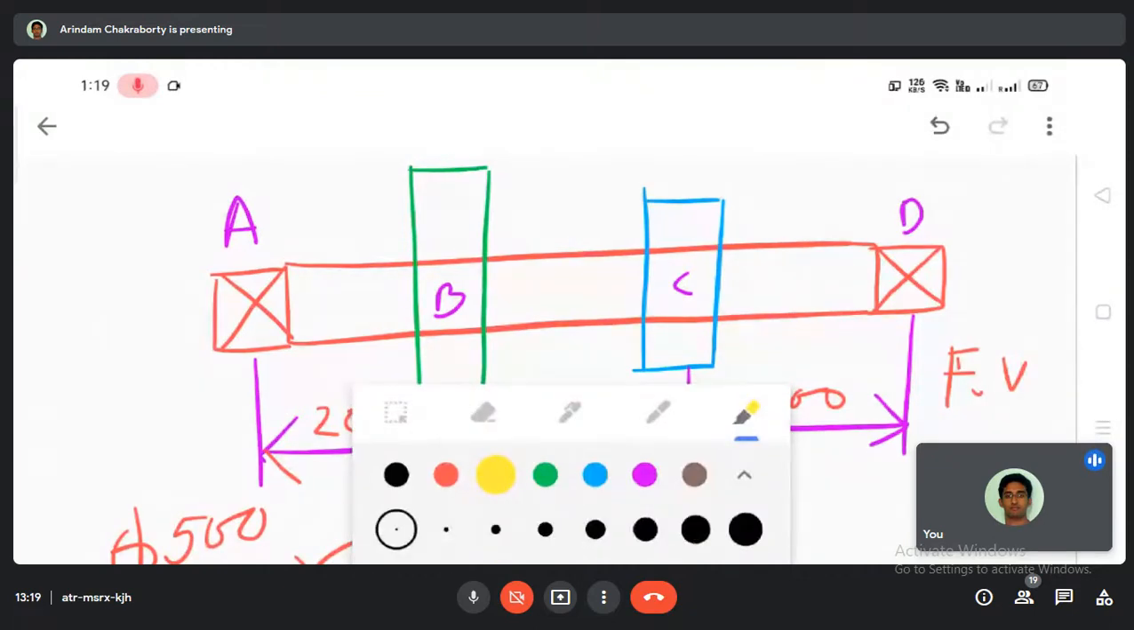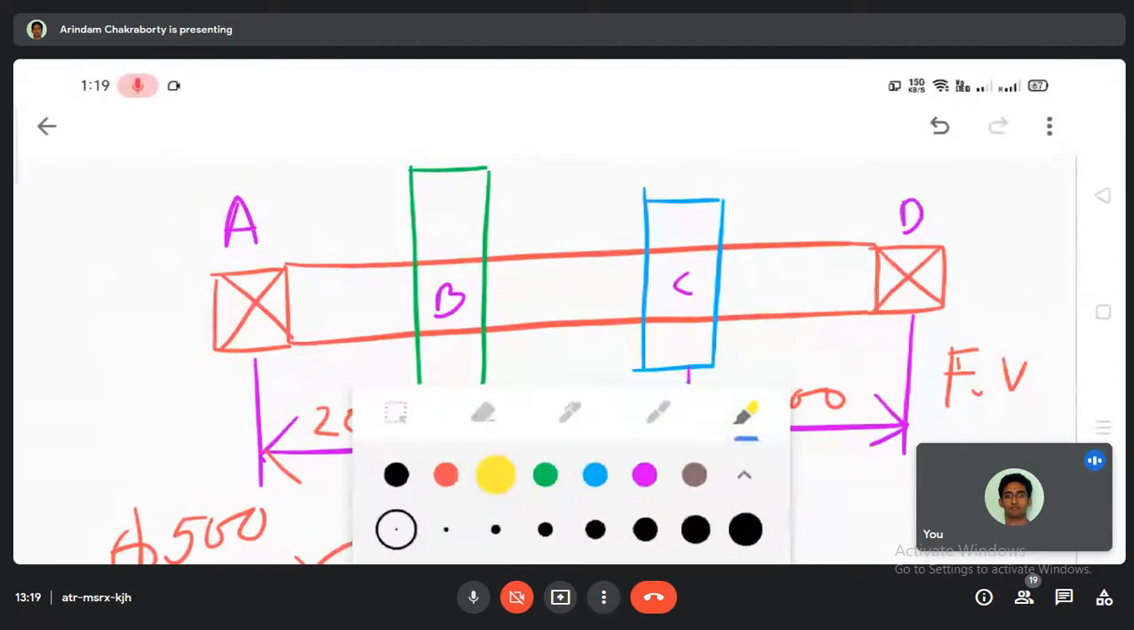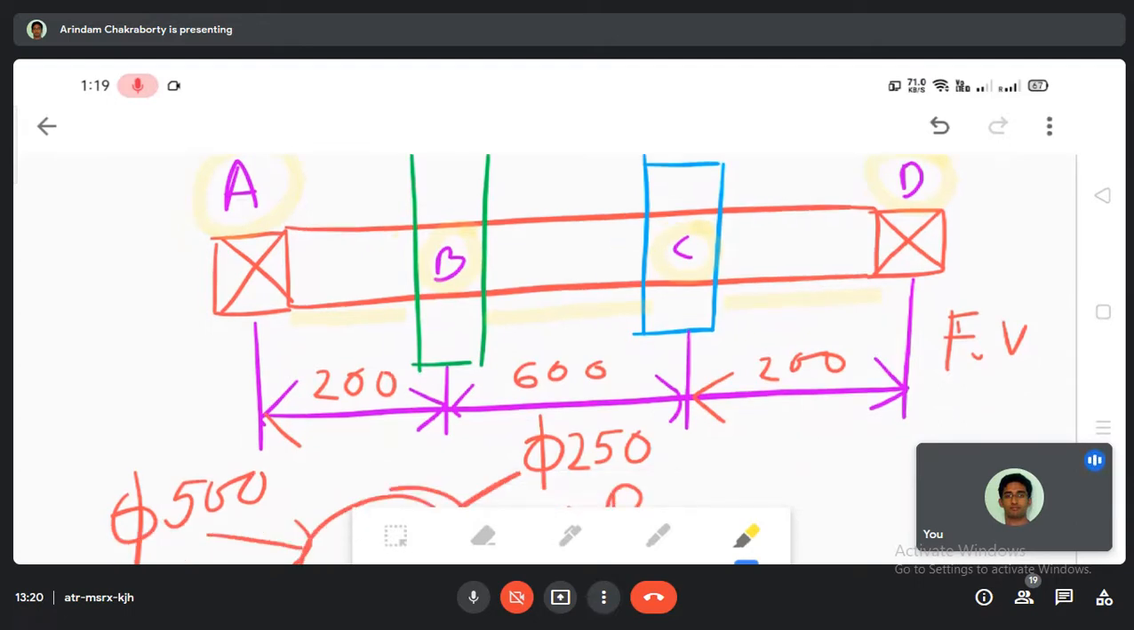So it is given that A is a bearing and D is the bearing, and this length is nothing but your shaft, among which two pulleys are there. One pulley is B, another pulley is C. Now the linear distance between the pulleys is given, that is 200, 600, 200. So this is our front view.